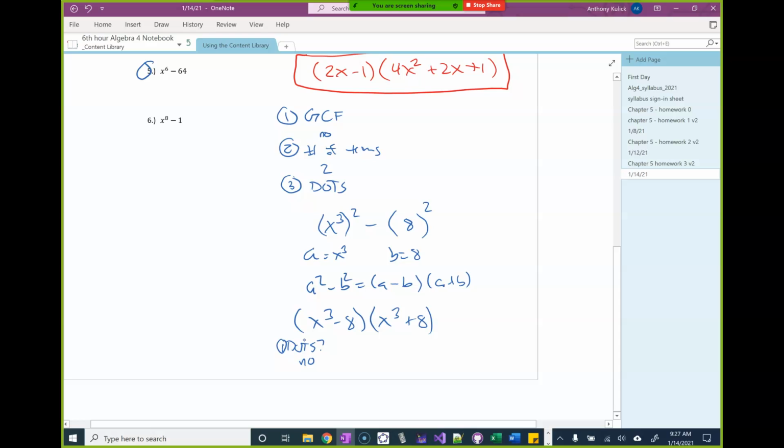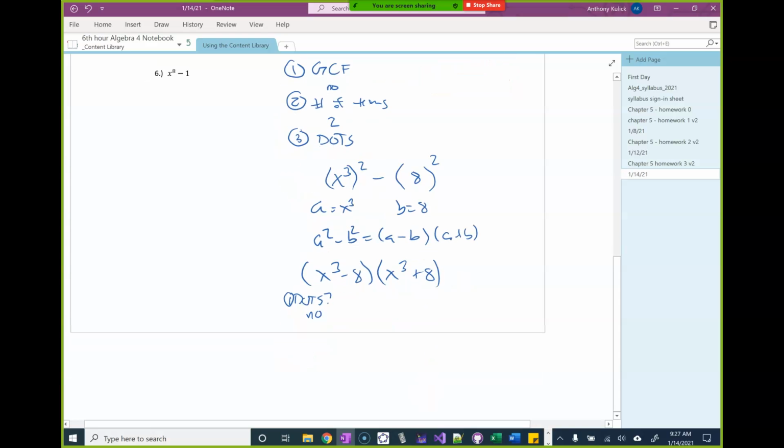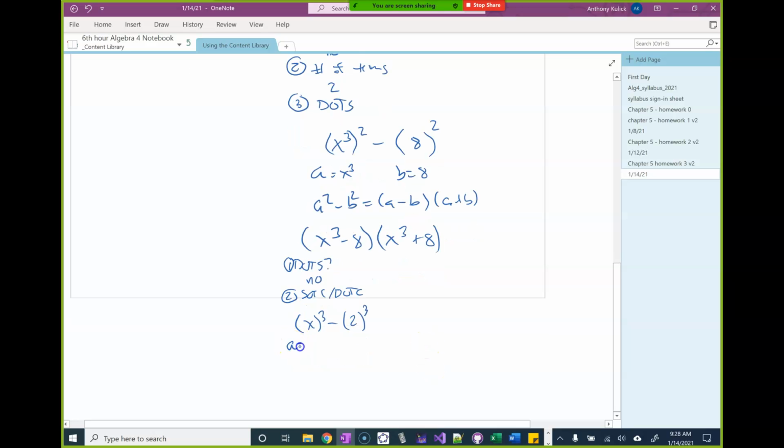Definitely not. Why not? The exponent is odd. Very good. So next thing I look for, is it a sum or difference of two cubes? Certainly should be, right? I can rewrite x cubed as x to the third. And I know that 8 is 2 to the third. We just used that fact a moment ago in the previous problem. So here my a is x and my b is 2.